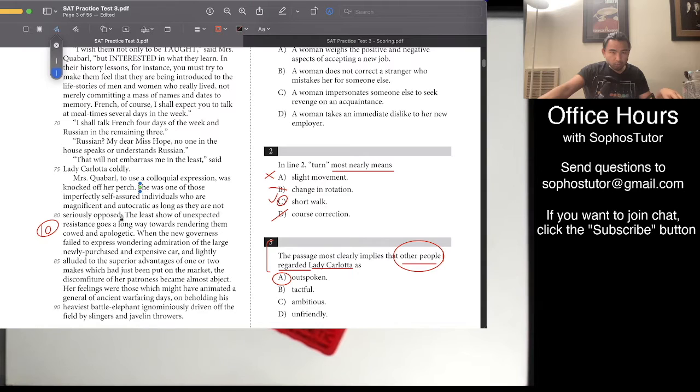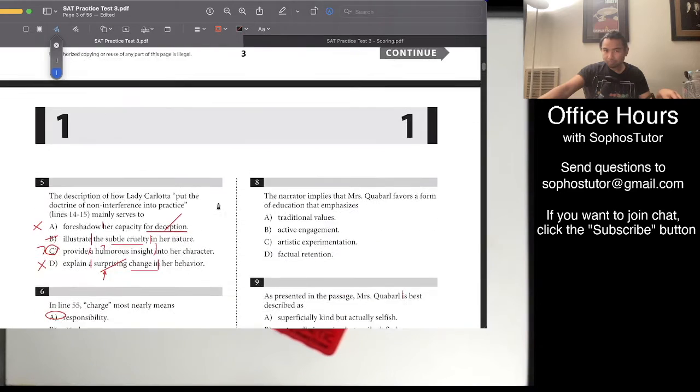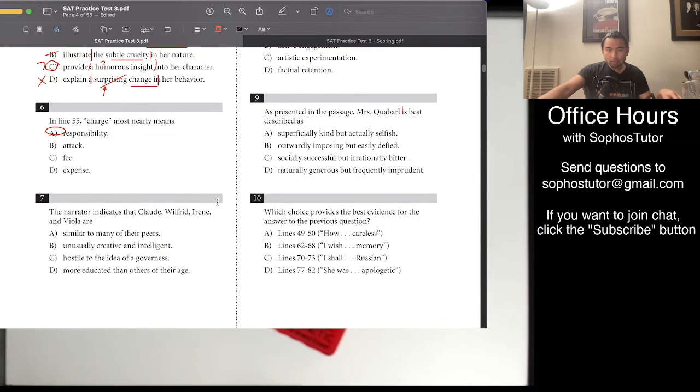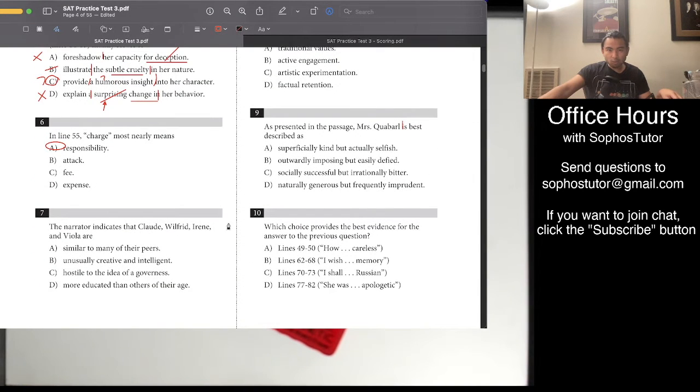Okay, so she is Mrs. Quarbarl. She was one of those imperfectly self-assured individuals who are magnificent and autocratic as long as they are not seriously opposed. So this is talking about Mrs. Quarbarl. Let's see what matches here. So we're considering D for 10.